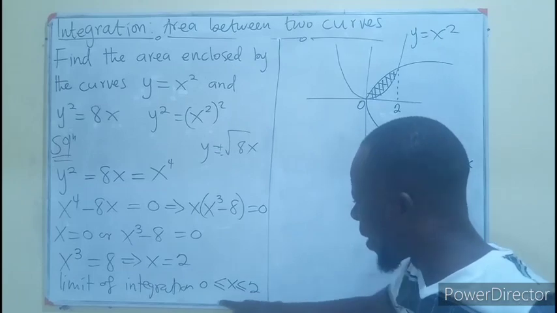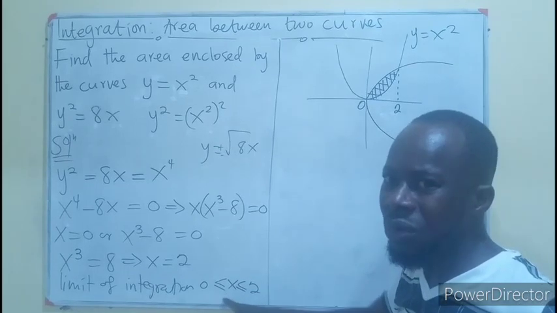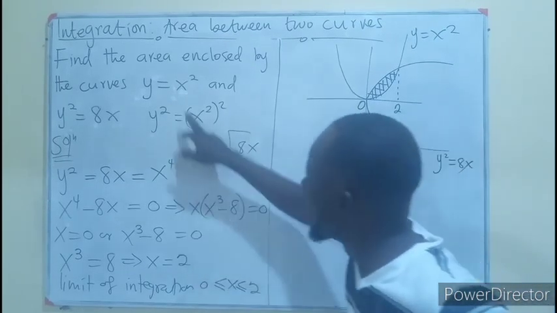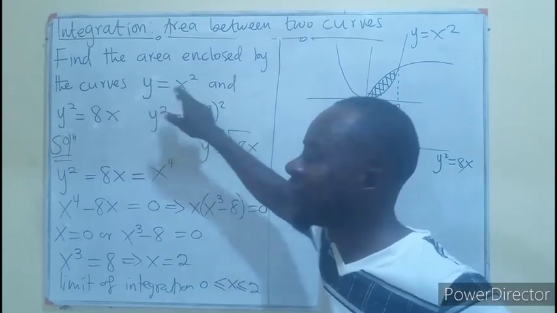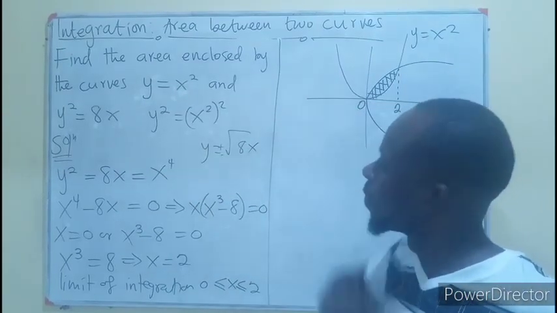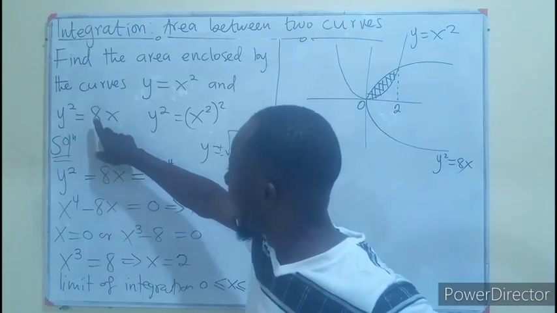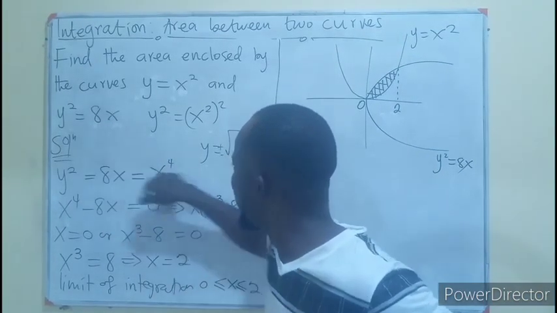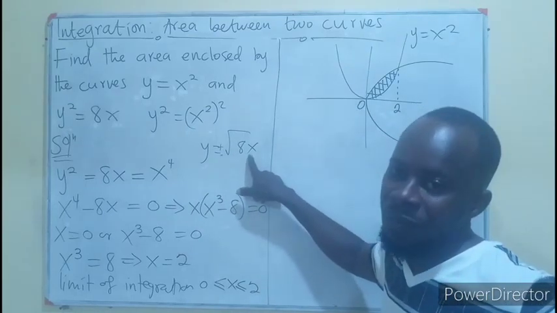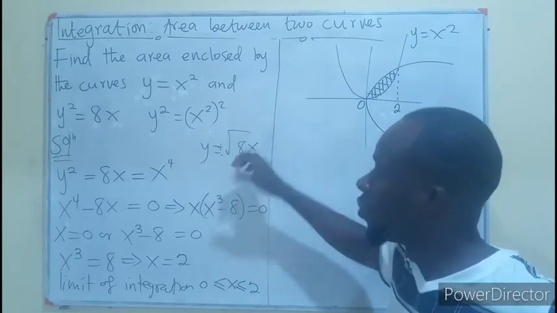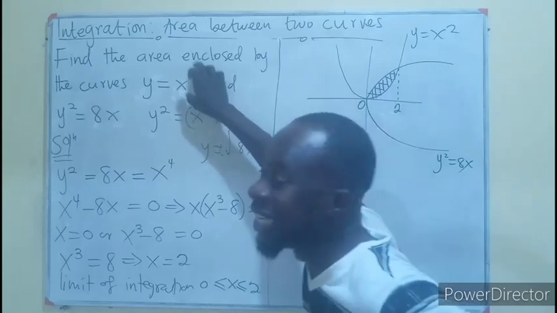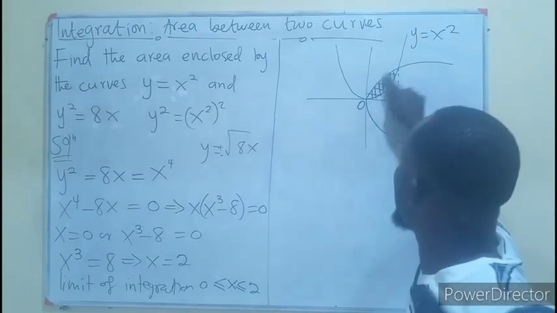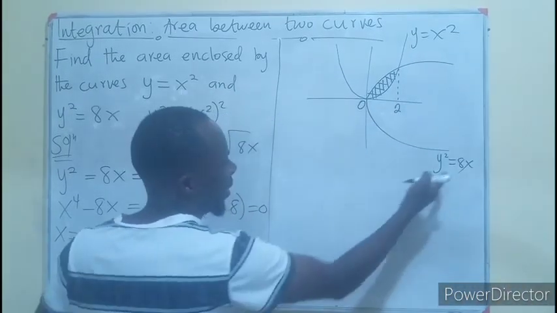So between this interval, 0 to 2, I can pick 1. Putting 1 here, y is going to be 1; 1 squared is 1. Putting 1 here, y is going to be the square root of 8, which will be 2.2 something. So this value is bigger than this value. Therefore, the above curve will be this.